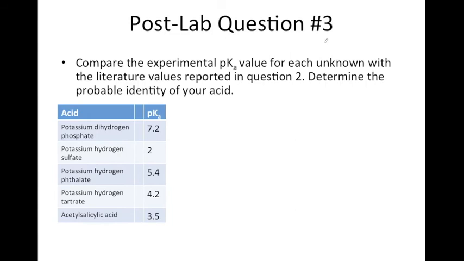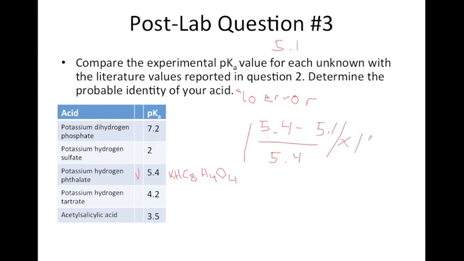Post-lab question number 3: compare the experimental pKa value for each unknown with the literature values reported in question 2. Determine the probable identity of your acid. Our pKa was 5.1, so the closest to that was the potassium hydrogen phthalate, KHC8H4O4. Then we find the percent error: actual minus experimental over actual, multiplied by 100, and we got a percent error of 3.7%.